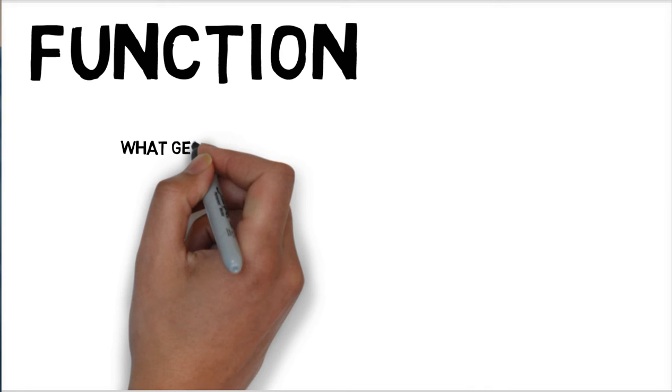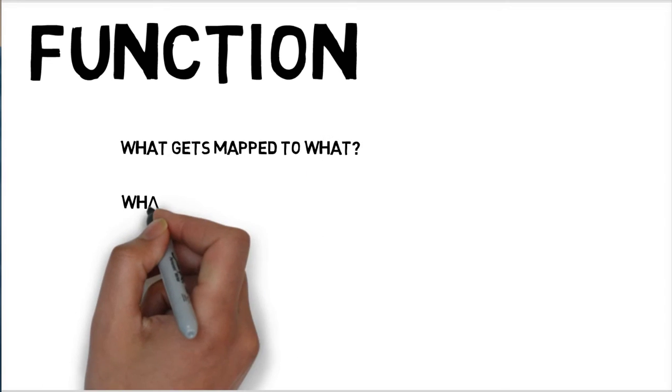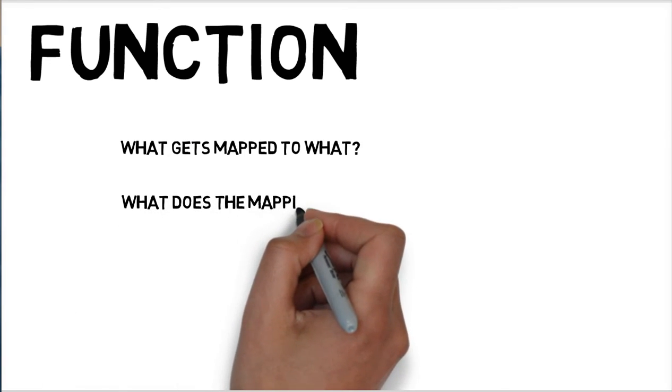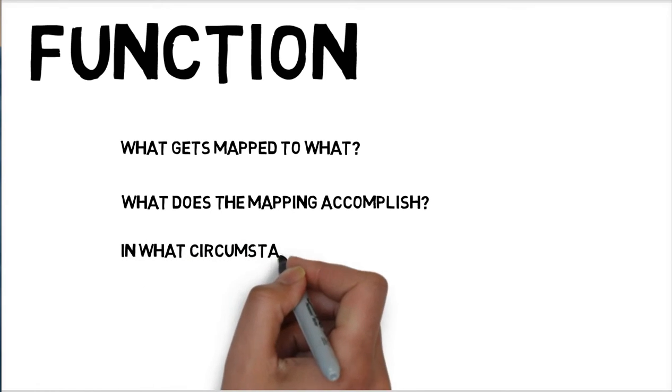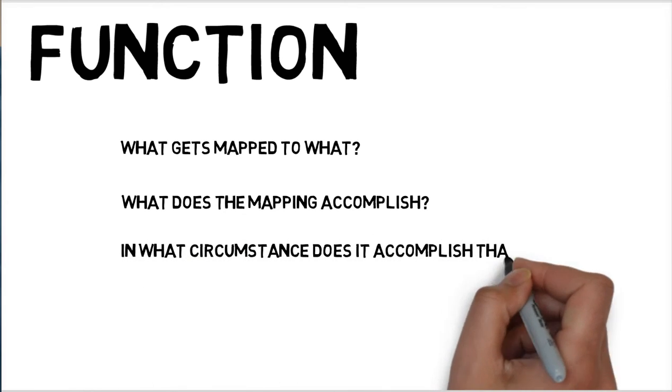Let's work this idea through. We said that a functional explanation says what a device does and in what circumstances it's supposed to do it. Computational devices map one symbol onto another, so a functional explanation first describes what gets mapped onto what. At the second level, it tells us what the mapping accomplishes for the system. Finally, we have to say in what circumstances the mapping is supposed to accomplish this goal.